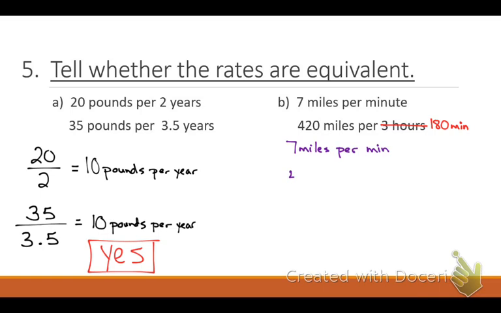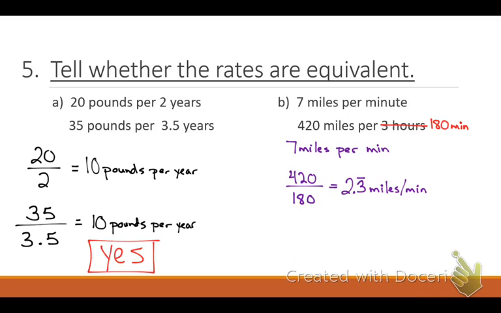420 divided by 180. Has anybody gotten that yet? What was it? Yeah, that sounds right. It's about 2.3 as a decimal, 2.3 repeating. Miles. Oh, I wrote that wrong. It should have been... No, that's right. Miles per minute. Okay, so is that the same? Are those the same? So my answer, don't forget to write your answer. My answer is no.